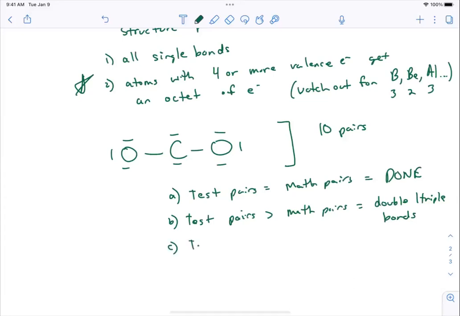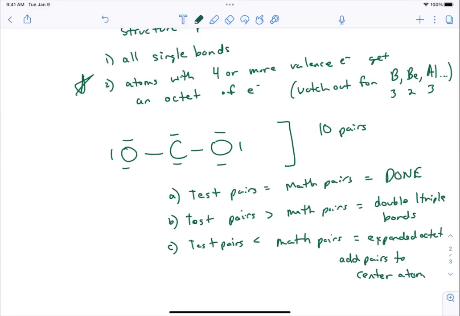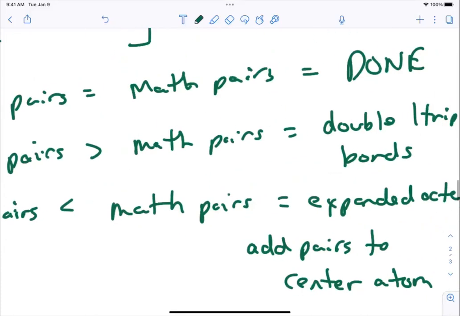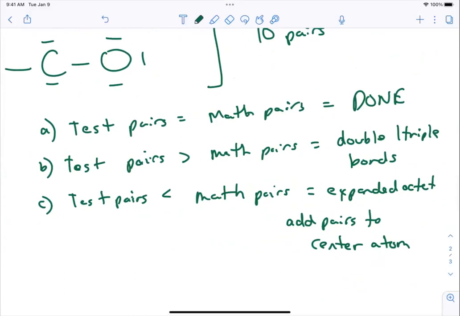If your test pairs are less than your math pairs, you have expanded octet. You just add pairs to the center atom. So if you get 10 test pairs and your math number is 11, that means you have one extra pair. You just put it on the middle atom. That's all you do. There's nothing else to it. You just put an extra pair on the middle atom. So if your test number has 10 and your math number has 11, that means you have one extra pair. Just slap it right on the central atom, and that's an expanded octet.